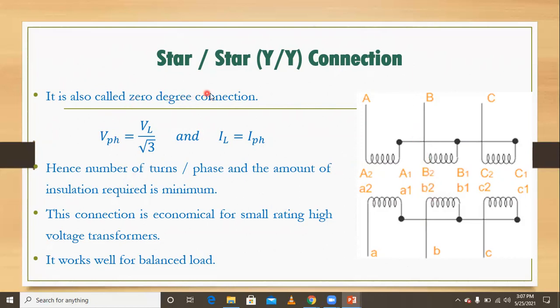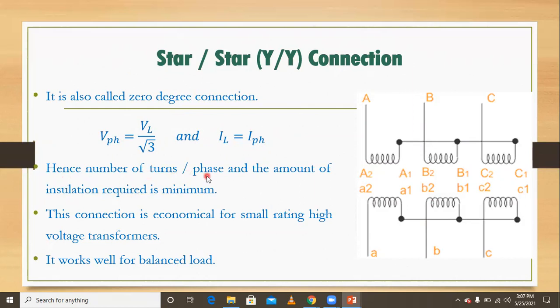It is also called a 0-degree connection. For star connection, V phase is equal to VL by root 3, and I phase is equal to IL. Am I right or not? For a star connection system, phase voltage is equal to line voltage by root 3, and IL is equal to I phase.